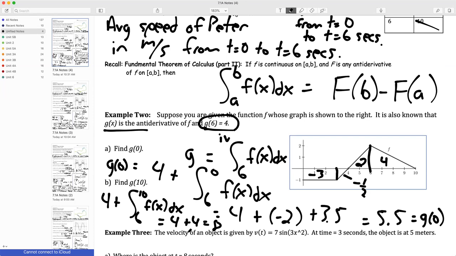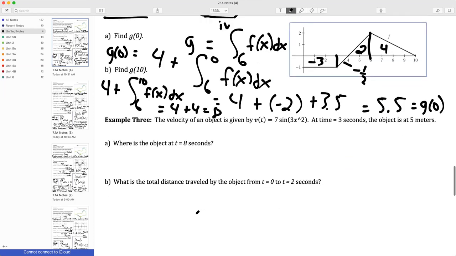All right, well, example 3. The velocity of an object is given by v of t is equal to 7 sine of 3x squared. At time equals 3 seconds, the object is at 5 meters. Again, this is what? Initial value. And so I'm pretty sure at some point they're going to ask me a position question. Aha, it's right there. Where is the object at t is equal to 8 seconds?